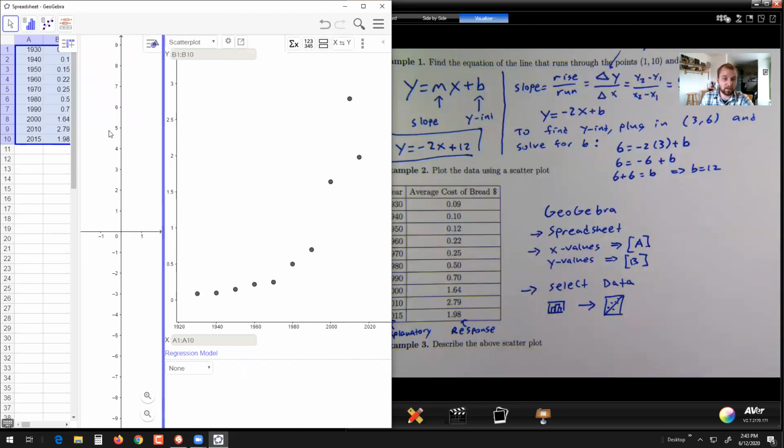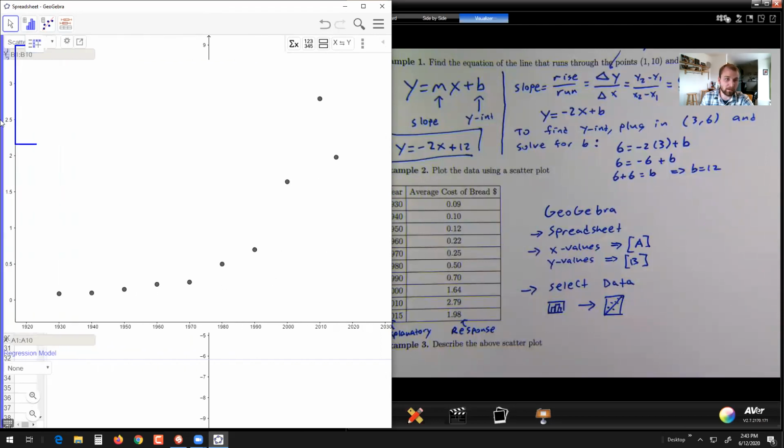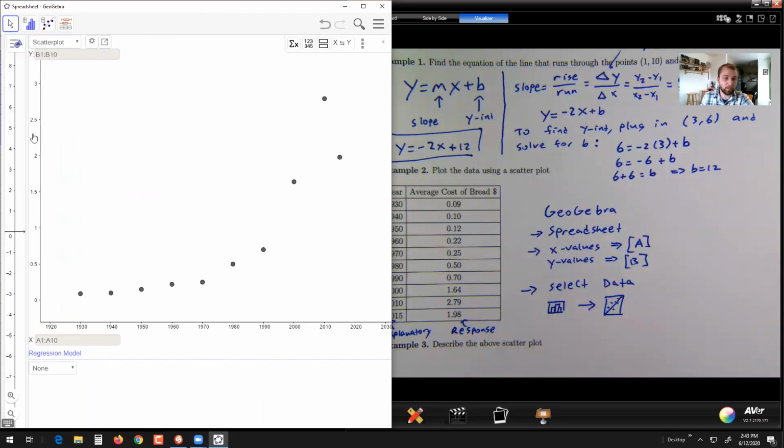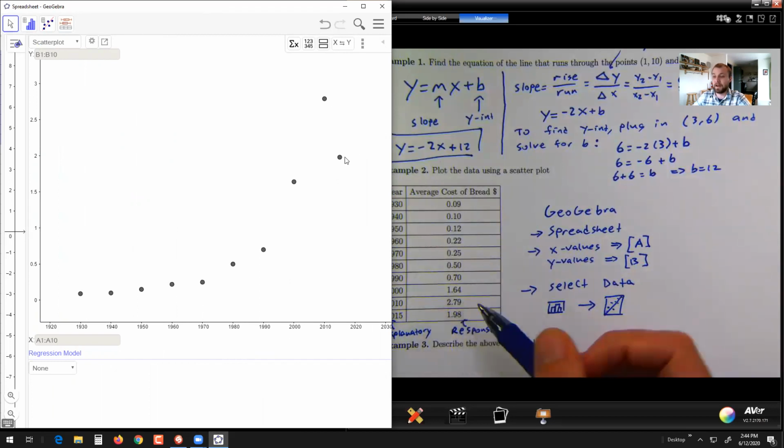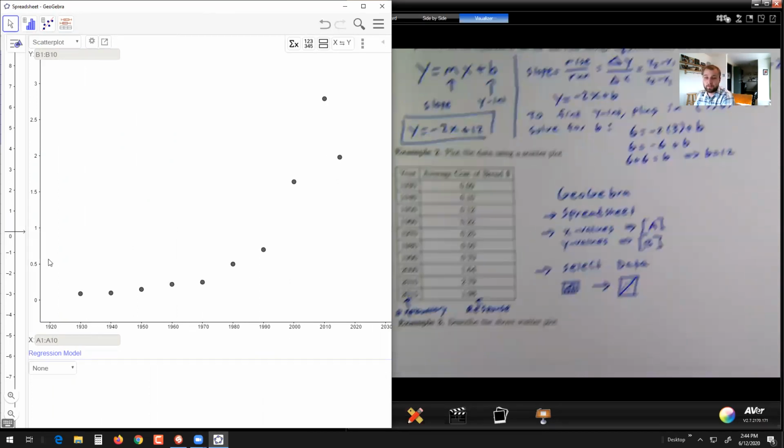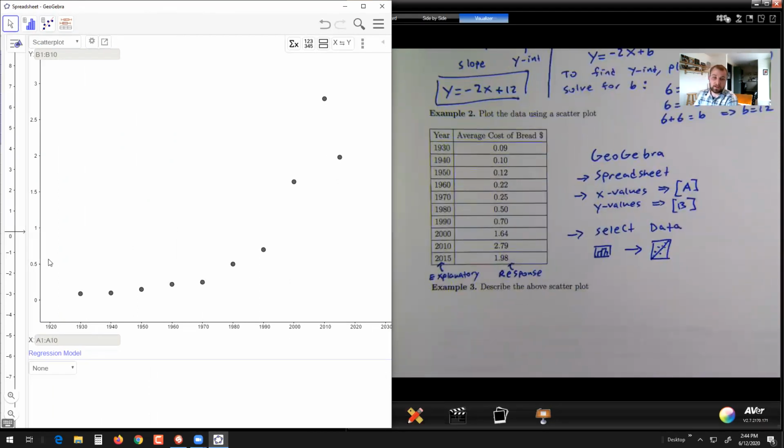So just kind of looking at this scatter plot here, it appears that the cost stays kind of stationary for a while. It's going up, but kind of slowly. And then it grows faster and faster. And then boom, in 2010, it's at the highest that it is for the data set at $2.79. And then it bounces back down for a while. So describe the scatter plot in detail.